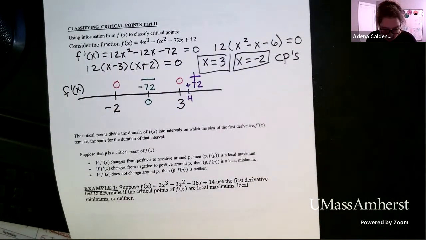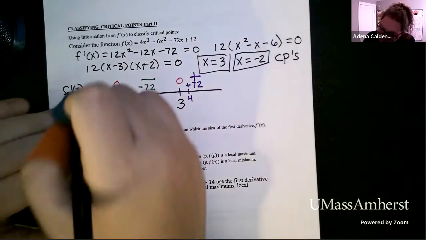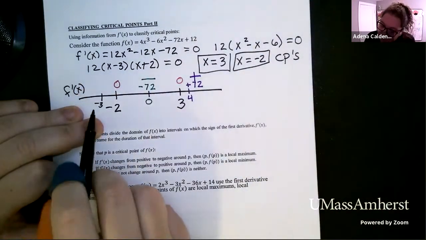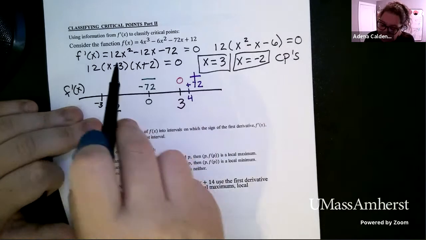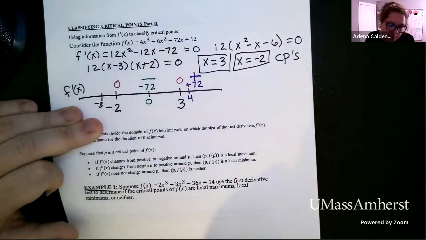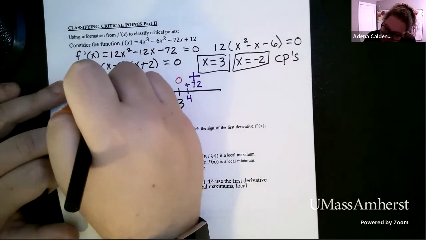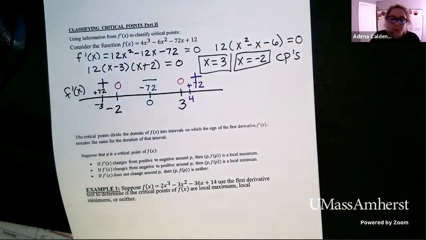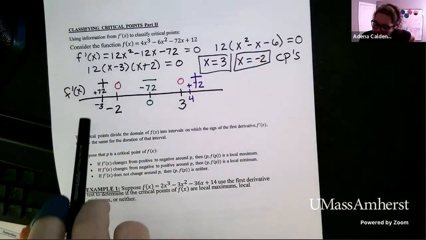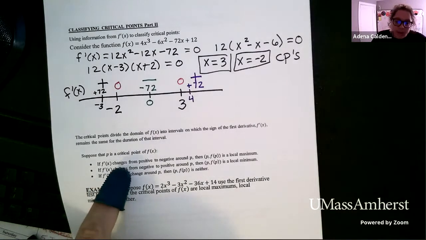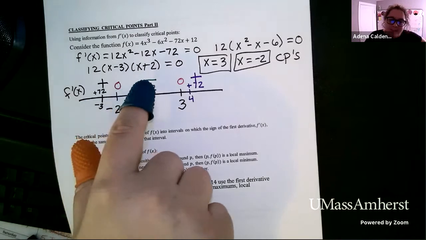And then finally, I have to pick something to the left of -2. So here, what did I pick? I picked -3. So I plug -3 into the derivative. You can plug it into the factored version or the regular version. You'll probably be doing that part on your calculator. And you're going to get positive 72. So positive. So these are called test values. We need a test value for each interval. And then we're going to use this to correspond to these signs.